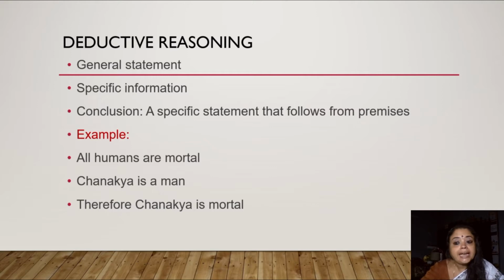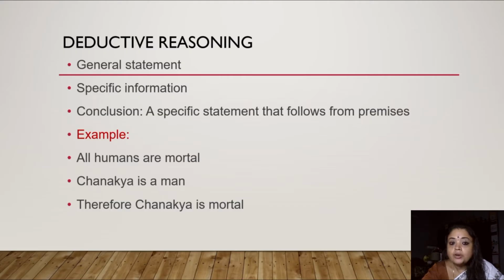The next type of reasoning is called deductive reasoning. So you have a general statement, then you have specific information about the general statement, and finally a specific statement that follows from the premises. For example, you have a general statement coming up first. Then based on that you have small premises coming up based on the general argument. This is an example of deductive reasoning.